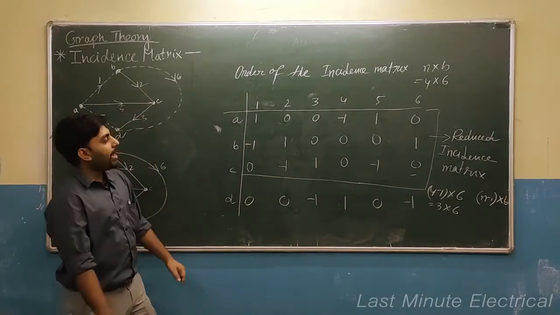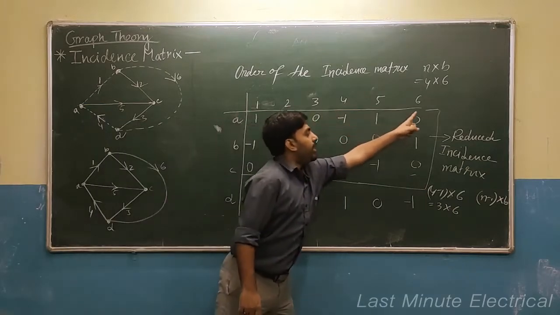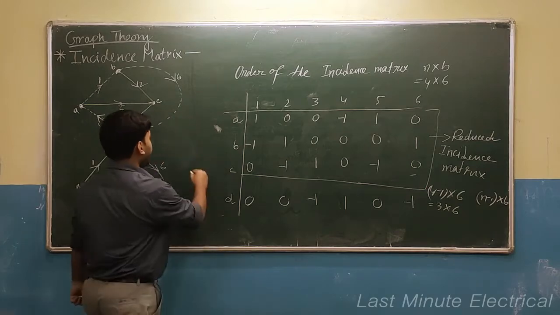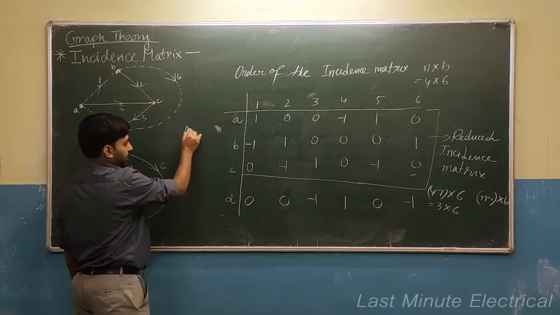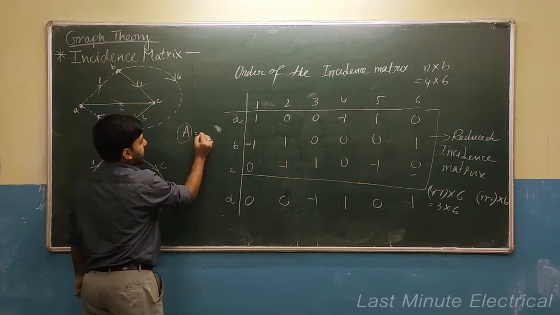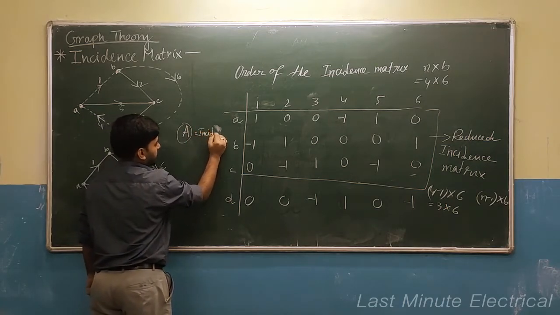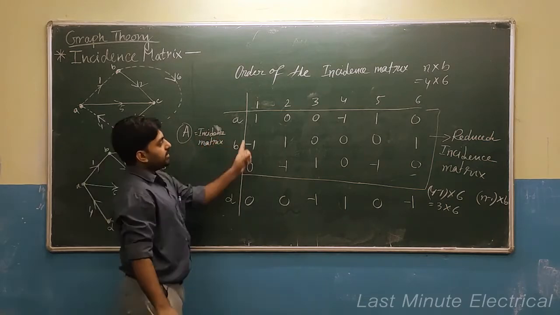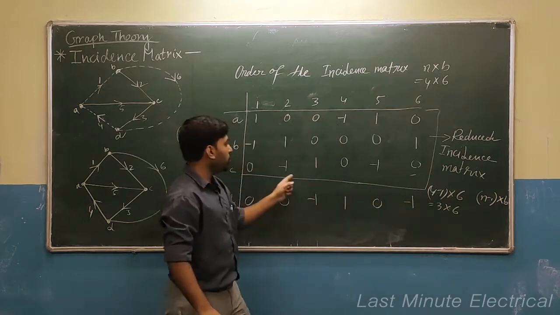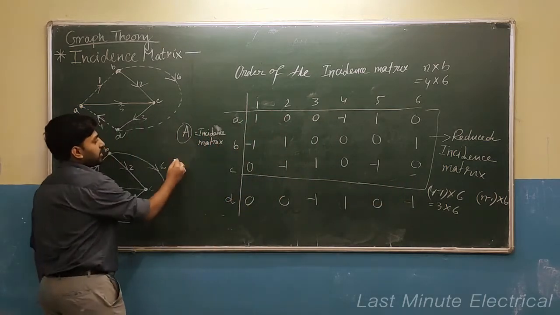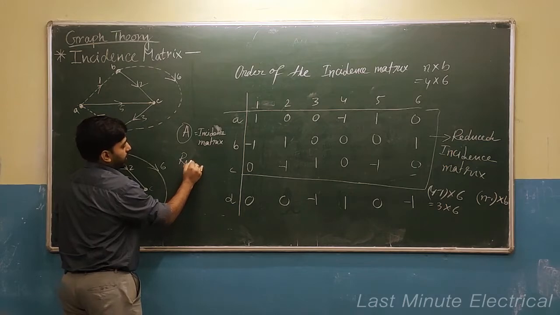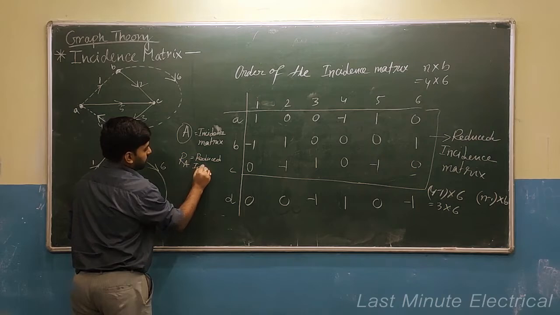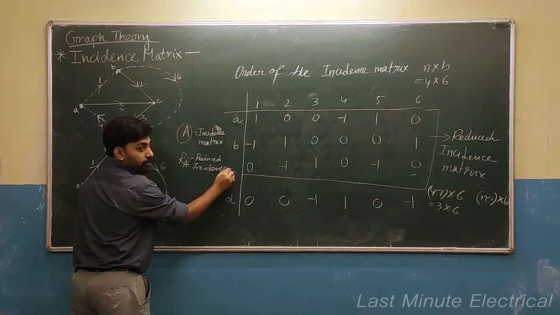So now I am considering this incidence matrix whose order is 4 cross 6 as A. Okay, I am assuming A is my incidence matrix. And this 3 cross 6, that is this reduced incidence matrix, I am assuming this as RA. RA is, suppose, your reduced incidence matrix.